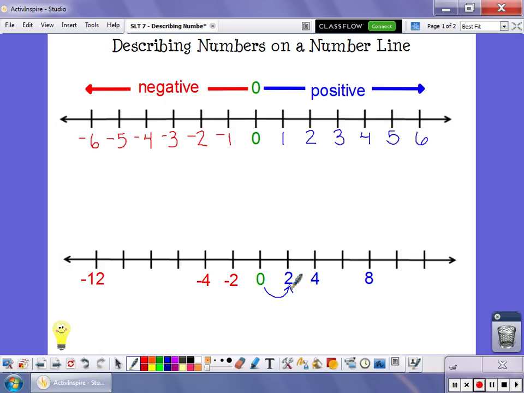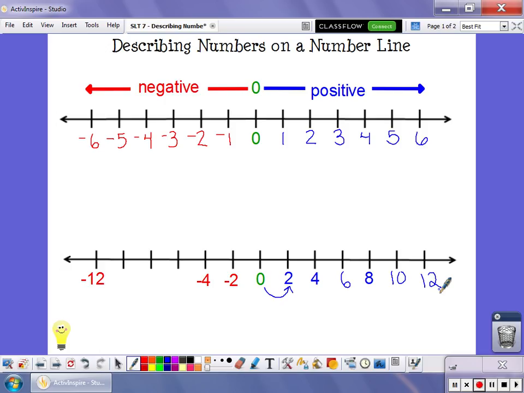So I have 2, and then I have 4, and I can keep this pattern going and continue numbering my number line by counting by 2s. So this spot would be 6, and then 8, and then I'd have 10, and then I'd have 12.